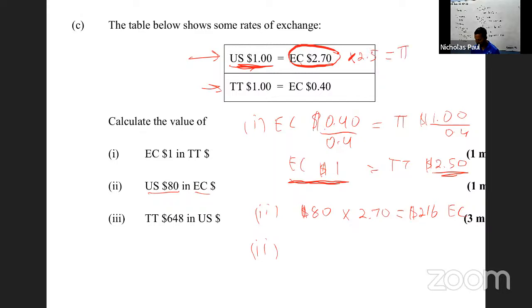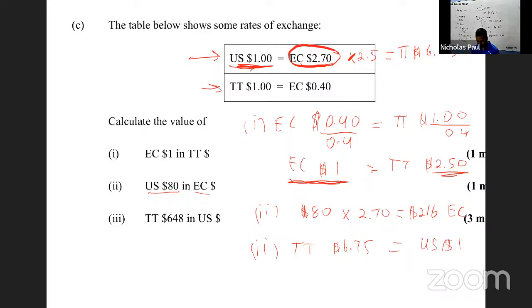Correct? How much is 2.5 by 2.7? 6.75. So one US is equal to 6.75 TT. That makes sense? I convert the EC to TT. So now we know our relationship. 6.75 TT to 1 US, which kind of sounding right. Yeah. So here's what we know. We know that TT 6.75 is equal to US $1.